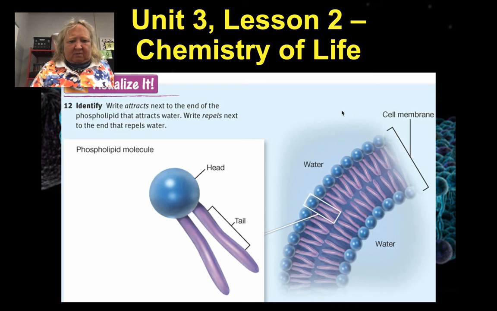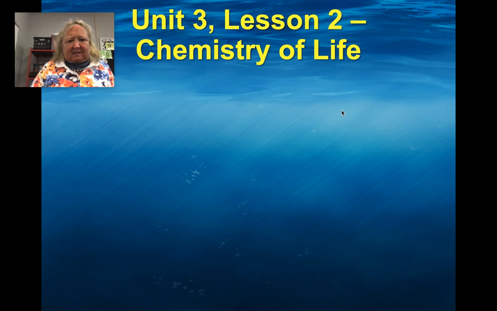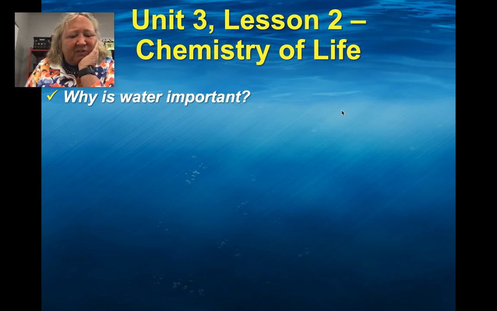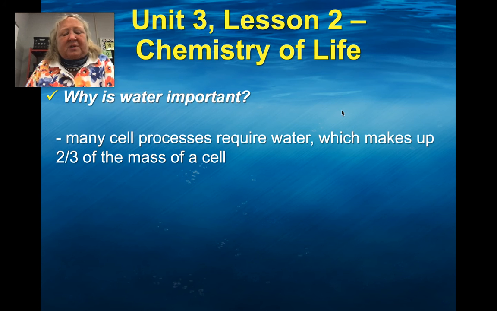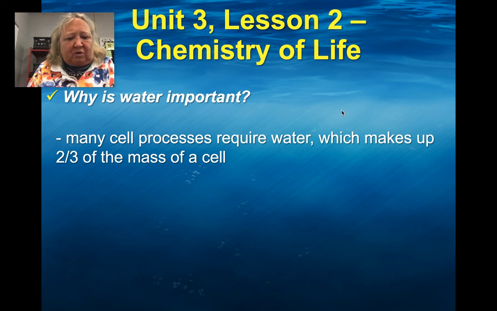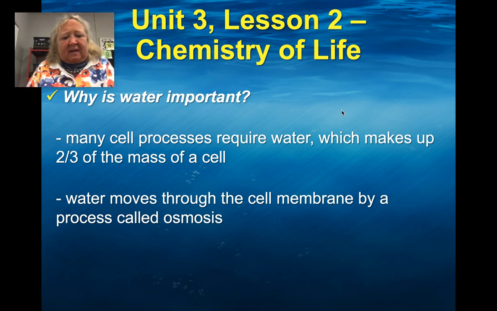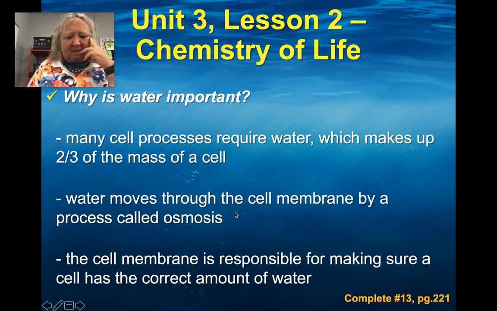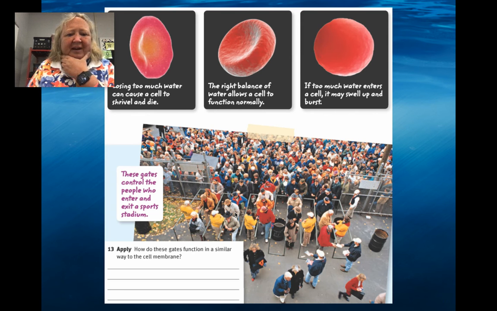So we're just going to go through all this. We do care why water is important. Most of the processes or things that happen in the cell need water. And two-thirds of the mass, remember we know that word, it's not weight, but sort of weight, of the cell is water. Water is constantly going in and out of the cell membrane, and that is called osmosis. The cell membrane knows how much water the cell needs, and it's in charge or responsible for that.